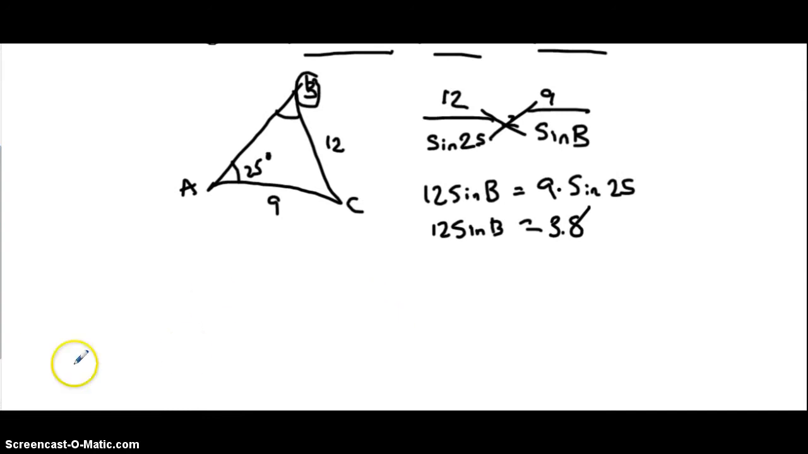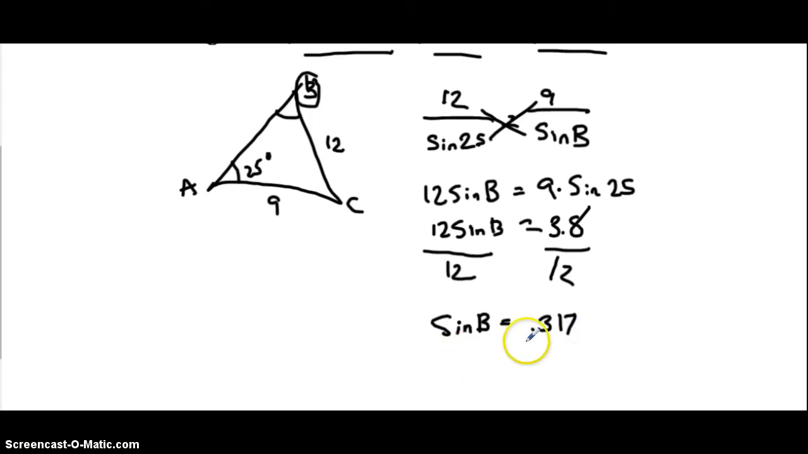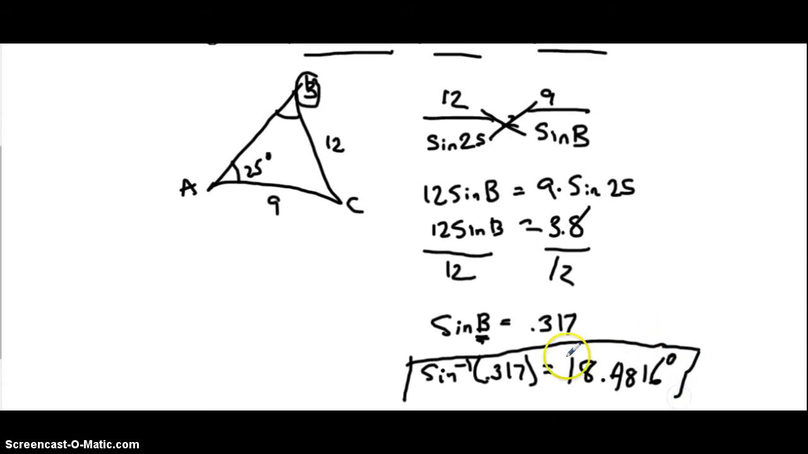All right. From here, since we're solving for sine B, we're going to divide both sides by 12. So we're going to divide by 12, divide by 12, and we get sine B equals, let's see, 3.8 divided by 12, 0.317. Once again, I'm going to just round it. So you should round the same. And finally, because we're looking for the angle, and we know the ratio, we just have to take the inverse sine. So we do the inverse sine, sine -1 of 0.317, and we get 18.4816 degrees. And that is how you do the law of sines. Remember, for the law of sines, you just got to cross multiply and solve for your variable. All right, so your answer is right here.